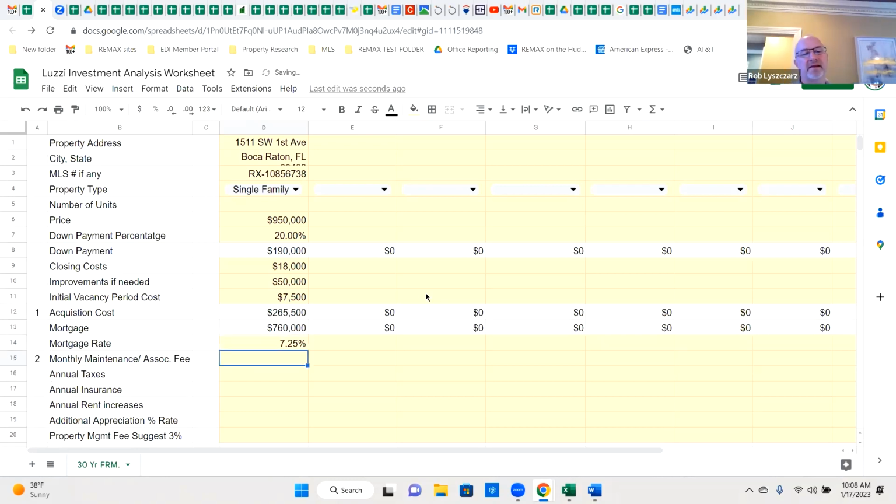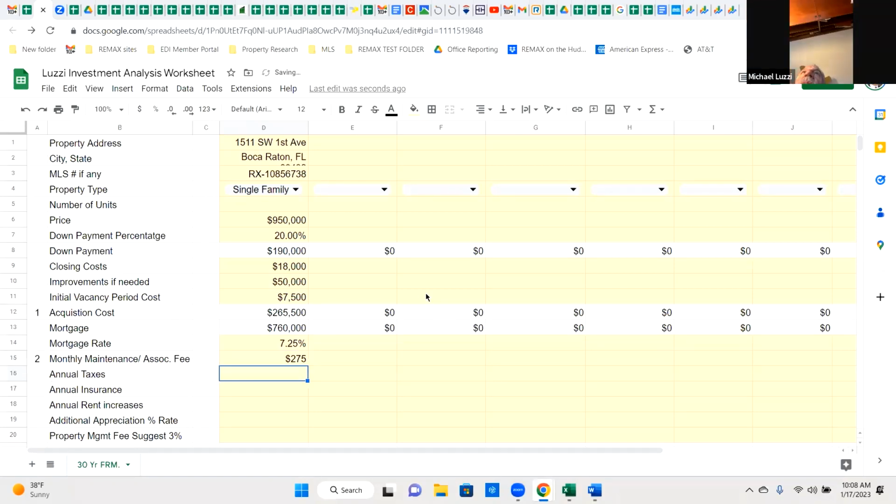Okay, maintenance on something like that, you're probably going to rent it and the tenant will be responsible for everything. Would you think that's right? Well, Mike, the association fee, Rob, it's an HOA, it's $275 a month. Okay, how much are the taxes if you buy it as an investment? Taxes right now are 11,127, but that's going to jump.